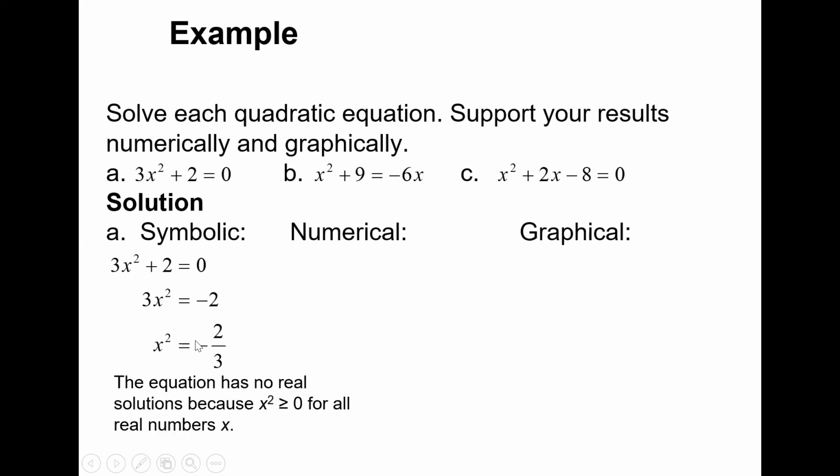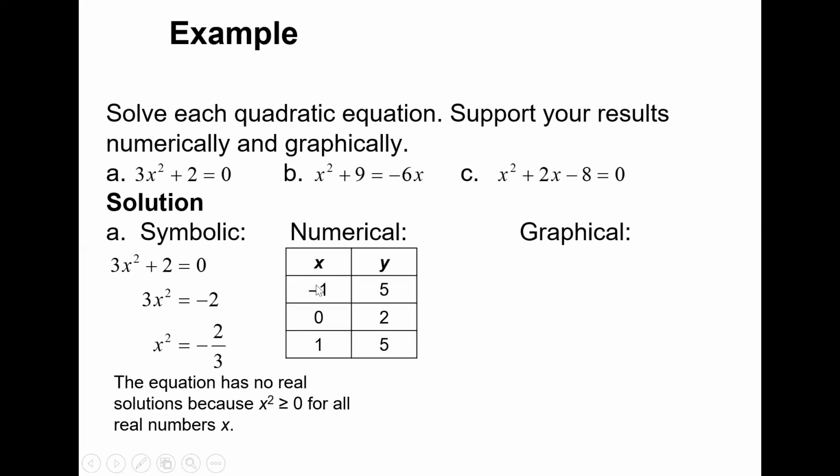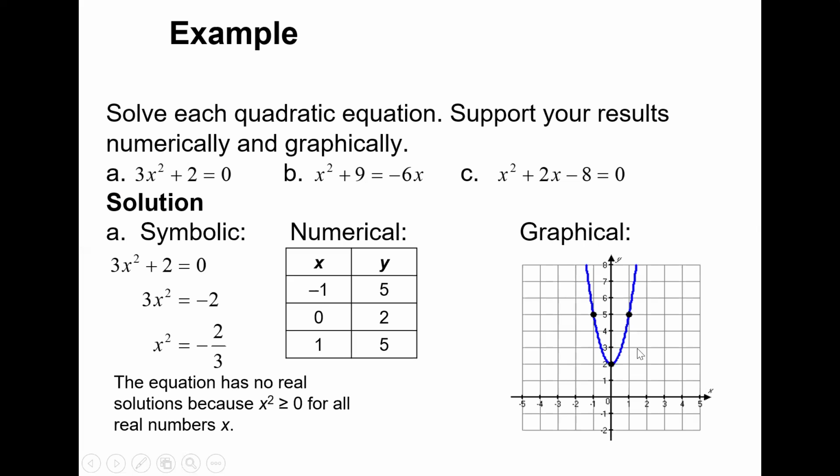But you know what? We can't take a square root of a negative, so there's no real solutions. x squared is always going to be positive, so that means there's no real numbers x that's going to solve this one. Numerically, we're going to plug in some values, give us a table, and after that, we're going to actually graph them. And when we graph them, guess what? It's all above the x-axis, and therefore it's not going to have any solutions. It's only going to have no solutions in this case, which all three show the same thing.